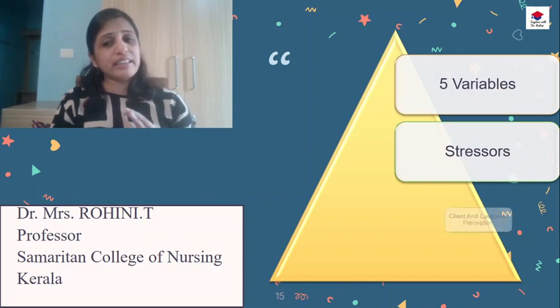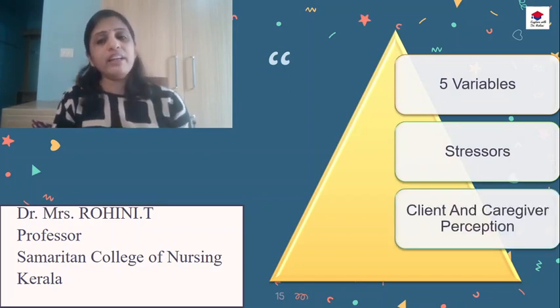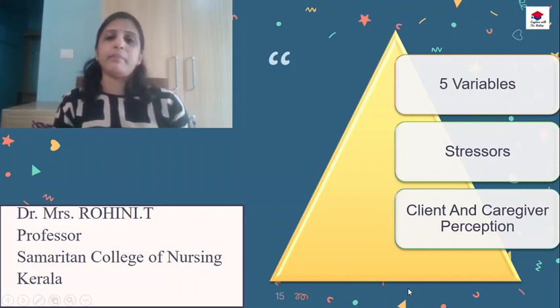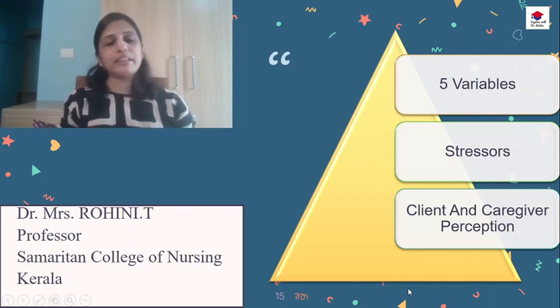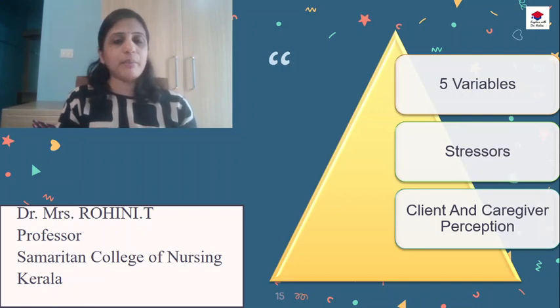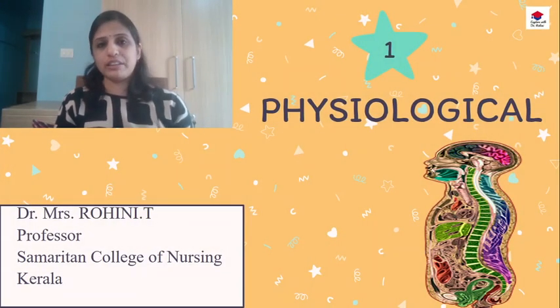What are the three things I should remember when I apply Newman's theory? Number one, the 5 variables should be there. The stressors should be there. The perception should be there. Perception I am going to do separately. Now we are going to discuss the variables and stressors. The first one is the physiological variable.